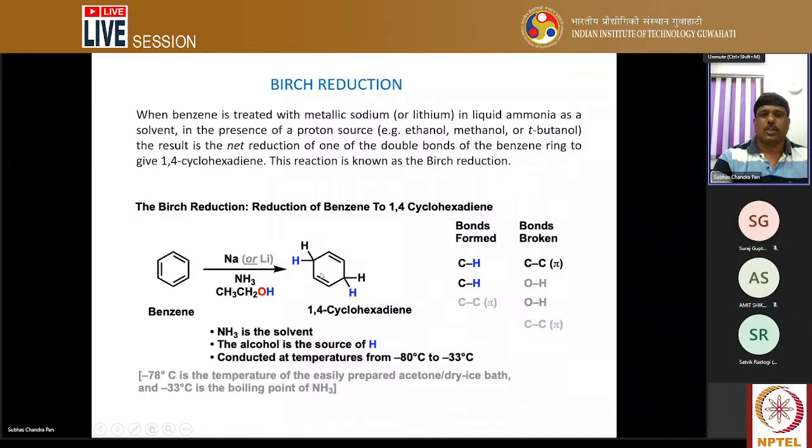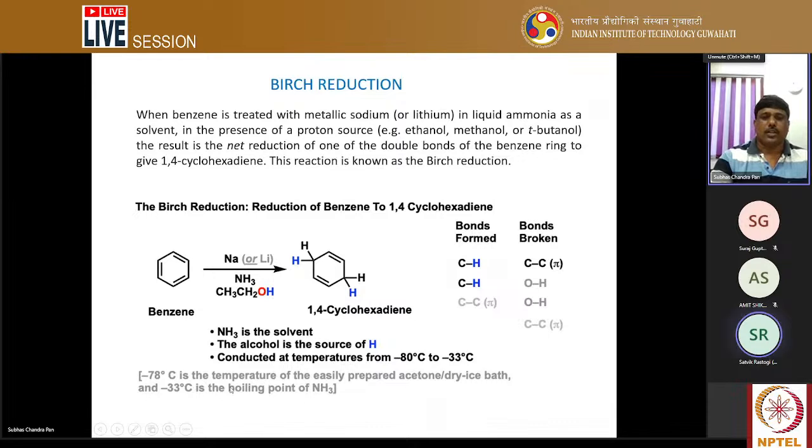Here it has been shown that benzene goes to 1,4-cyclohexadiene in the presence of sodium or lithium, liquid ammonia, and you need a proton source like ethanol, methanol, or tert-butanol. So alcohol is the proton source. NH3 is the solvent, alcohol is the source of hydrogen, and these reactions are generally conducted at minus 80 degrees to minus 33 degrees centigrade.